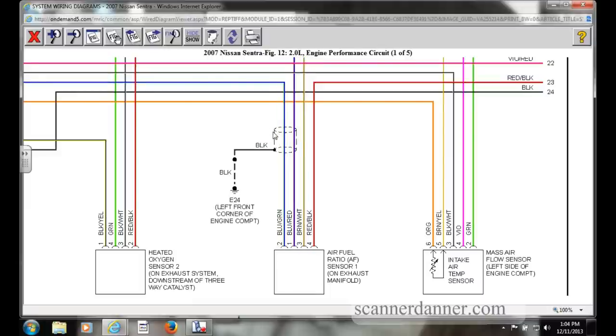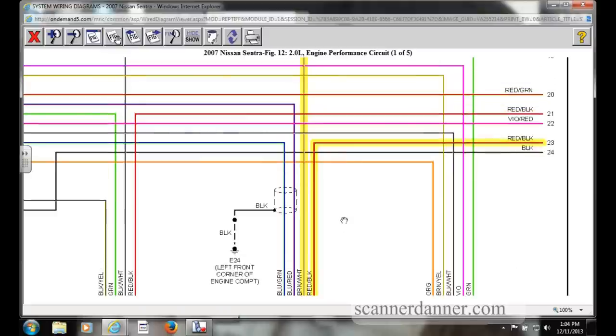What they shield is signals, low voltage signal circuits. They never shield a heater circuit. They shield the signal circuit. So a clue for me right away: this wire and this wire are the heater circuit. Cool? Even though there's nothing designated there, I promise you that wire and that wire is the heater circuit.